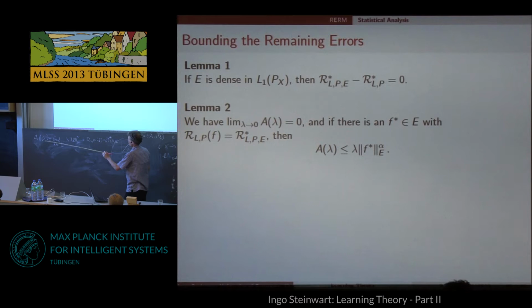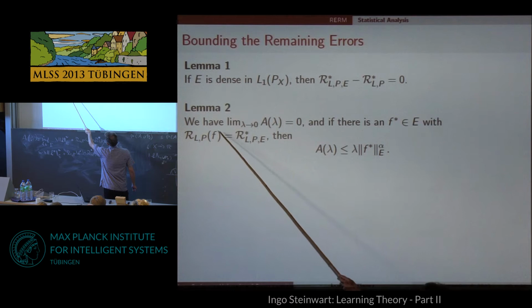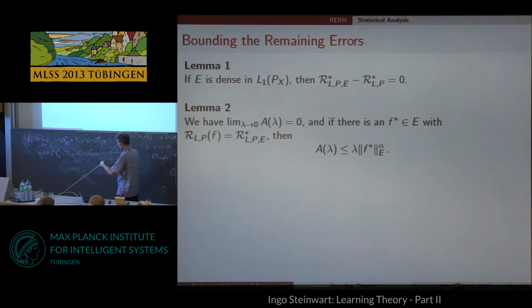And now I just compare this infimum to the value for one very particular F in the space E, namely the element F star, so that I end up having this expression here. So I just compared this infimum to the value at some other point, namely F star. And now I use the fact that this risk is equal to the minimal risk. So this is zero. So I can get rid of that, and then we have exactly this estimate here.